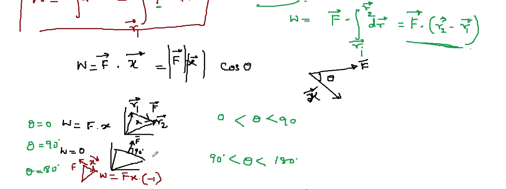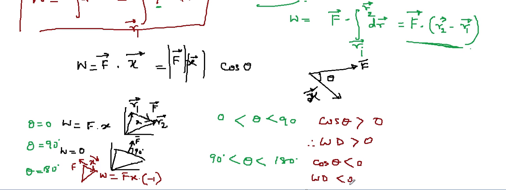Now let's consider another case, that is the acute angle. Whenever you take theta to be an acute angle, cos theta will always be positive. That means our work done will be positive. In this case, when theta is between 90 and 180 degrees, cos theta will be negative, and the work done will always be negative. So you can have the diagrams here.